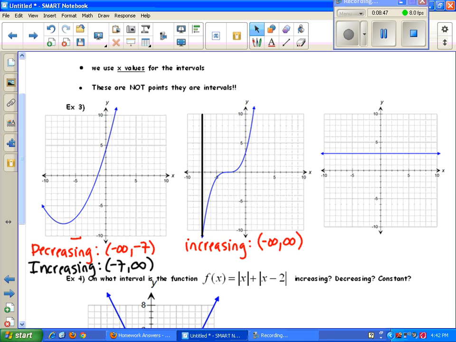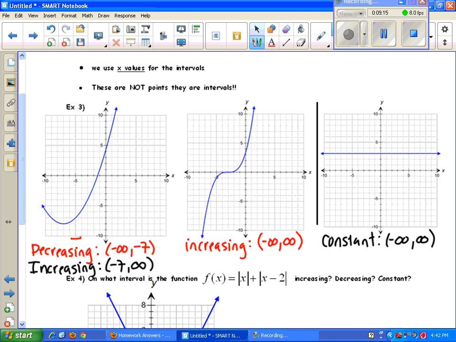Then the last graph, as we move from left to right on my graph, notice that I have a horizontal line, which means that I have a constant graph, because as I go from left to right the y values are neither increasing nor decreasing, so it's constant from negative infinity to positive infinity.